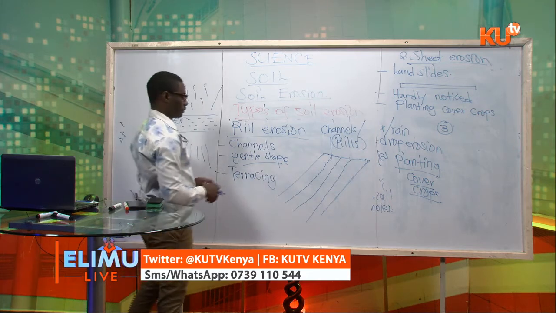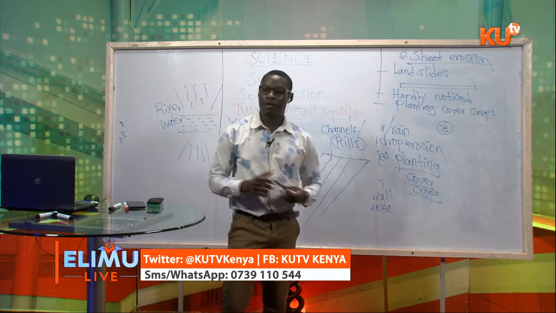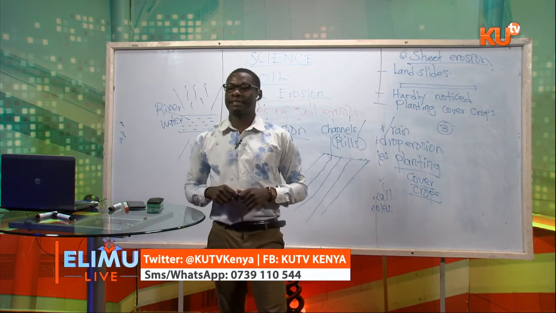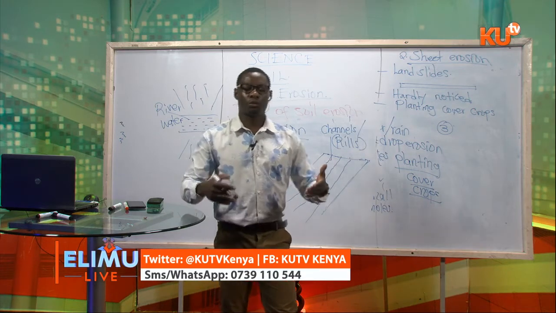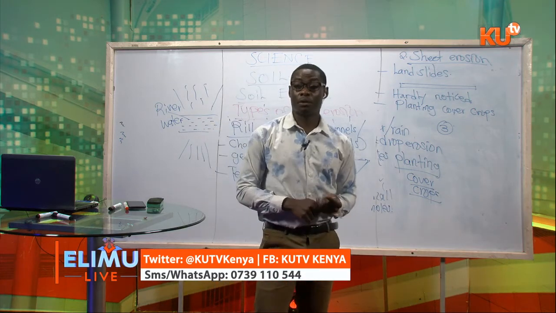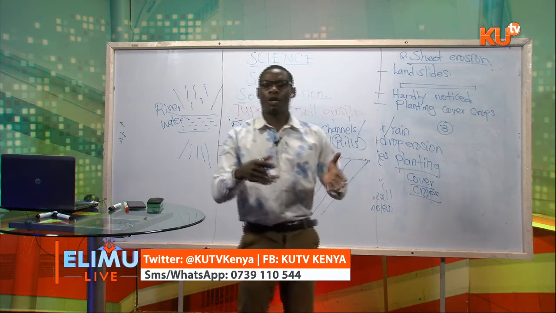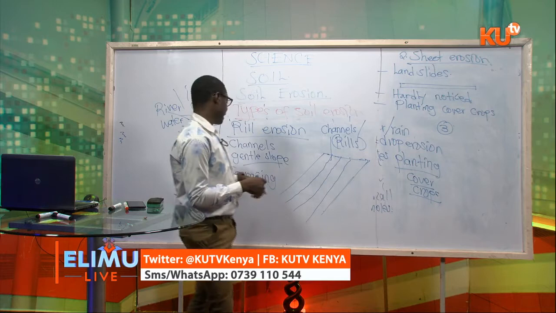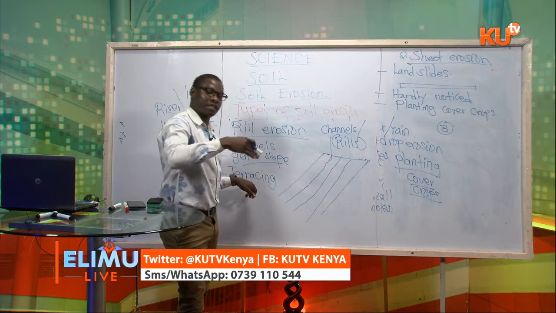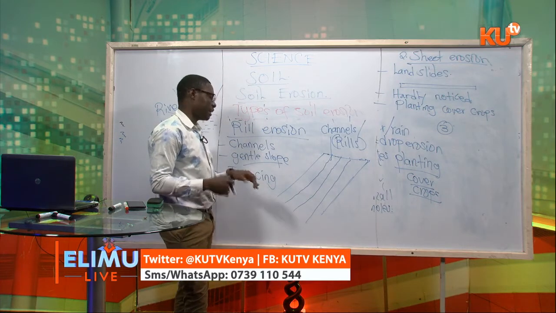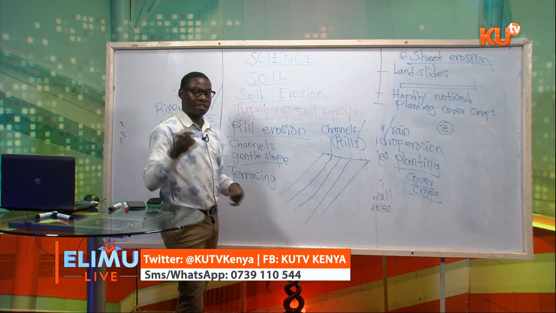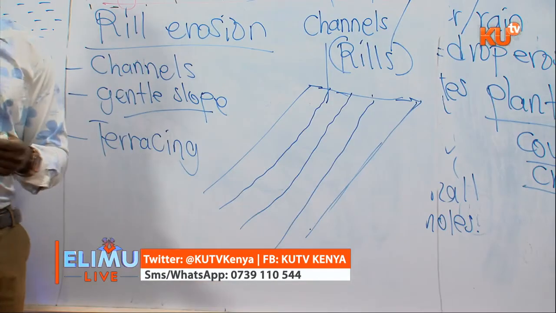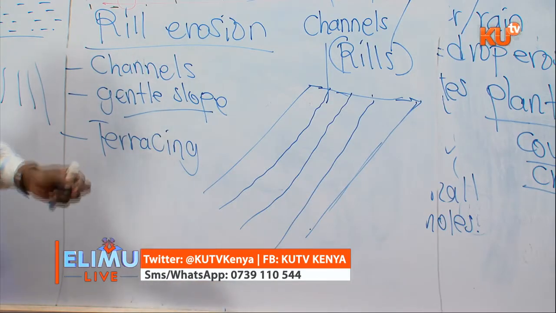What is terracing? Terracing is construction of what we call terraces. Terraces, to bring the point home, in simple Kiswahili, ni mitaro. Mitaro, in English, we call them terraces. So, the construction of terraces is now what we call terracing. It is done to control rill erosion. So, how will terracing be done?